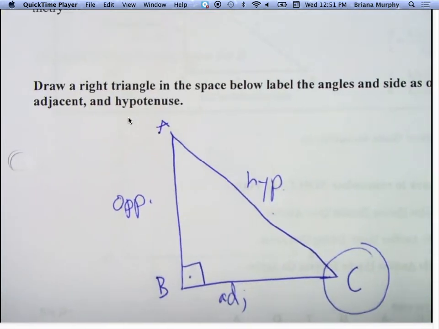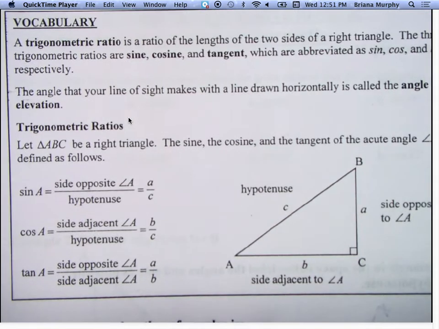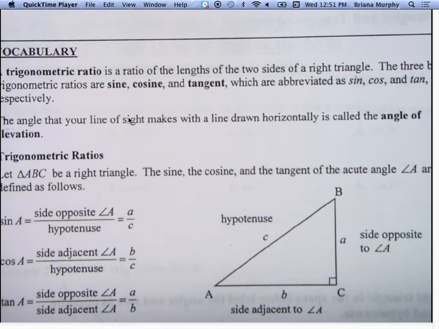All right, now I'm going to turn it over, and we're going to talk about all this. Okay, a trigonometric ratio is a ratio of the length of two sides of a right triangle. The three basic trigonometric ratios are sine, cosine, and tangent, which are abbreviated as SIN, COS, and TAN, respectively. The angle from your line of sight mixed with a line drawn horizontally is called the angle of elevation.